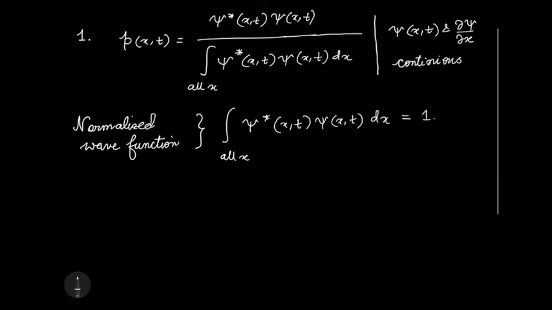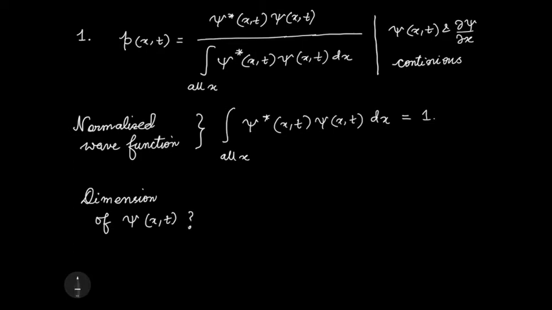Also, let us ask the question, what is the dimension of psi? We can calculate that from this integral itself. You see, I have two psi's here, so the dimension of psi squared, and then I have a length dimension here. This should be equal to 1.